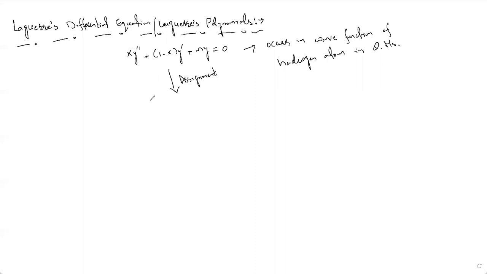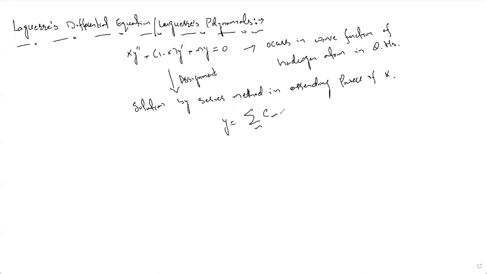You can find the solution by the power series method or Frobenius method in ascending powers of x. I am giving you that as a hint. What I mean is that you write the solution as summation over m of c_m x raised to power m plus r.